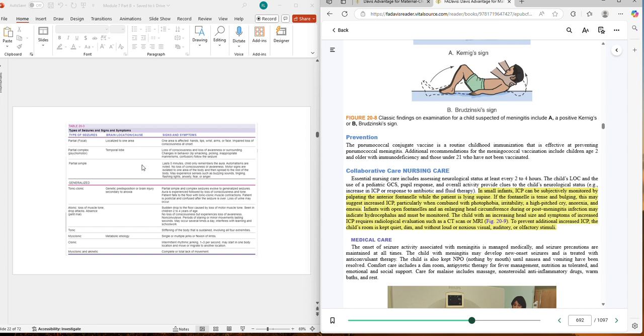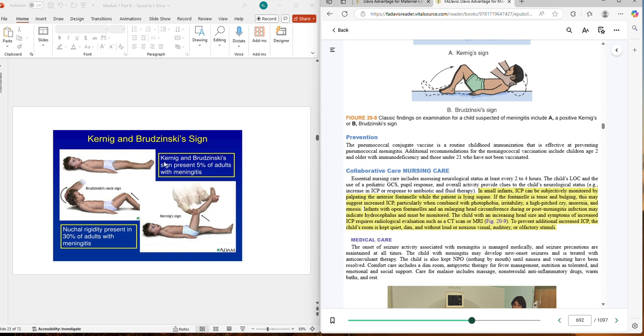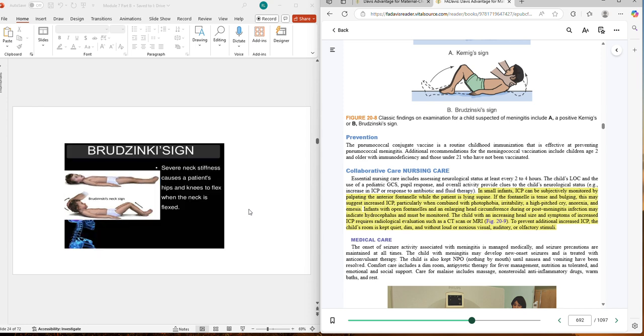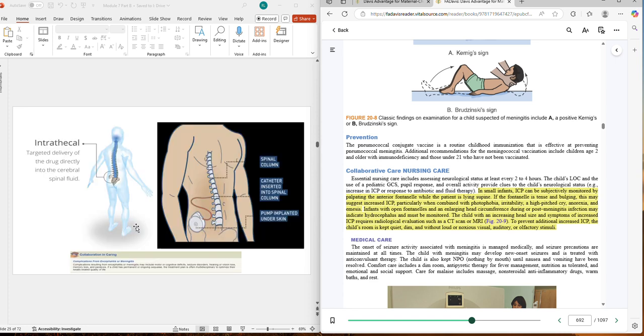There's the different types of seizures that we talked about. It's on table 23, and that's on page 688. All right, this is the Brudzinski sign for the meningitis. Kernig and Brudzinski's. Okay, 5% of adults present with this. And this is a child that's tested on too. Just that neck rigidity.